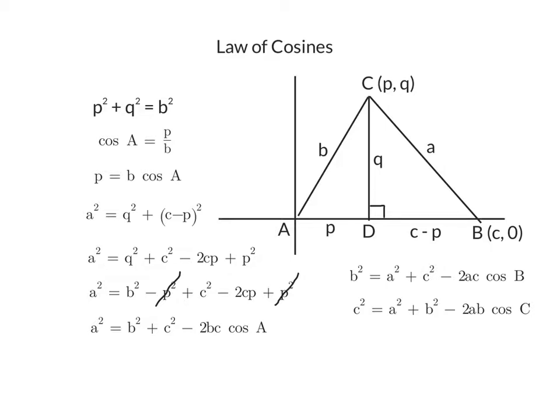So let's look at an example. So let's assume that we have a triangle. We don't know any of the angles, but the sides are going to be 3, 5, and 6. So as I said, we don't know any of the angles of this triangle, but we do know the sides are 3, 5, and 6. So let's start out by finding angle A.